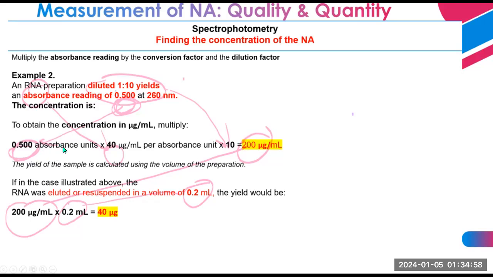So multiply the absorbance reading. Here, the absorbance reading of 0.500 is multiplied by the conversion factor and then multiplied by the dilution, which is 200. And then, from the concentration of the RNA, multiply it by the volume if it was resuspended in a volume of 0.2 ml. So your answer will be 40 µg in every 0.2 ml of resuspended RNA.